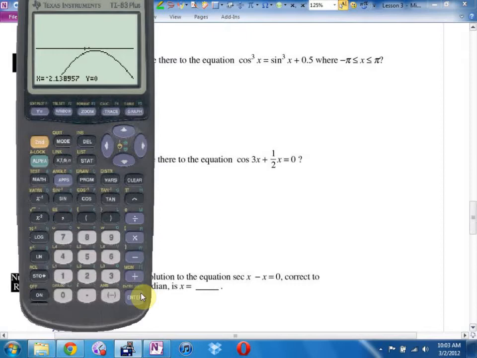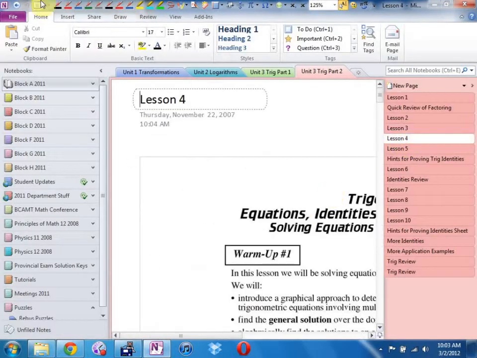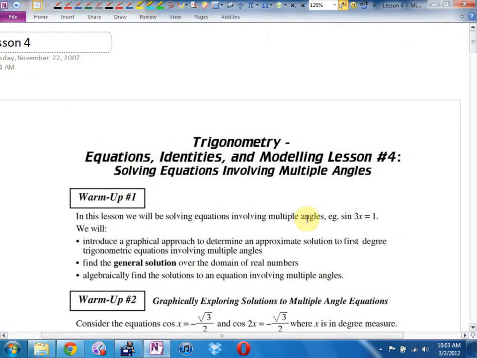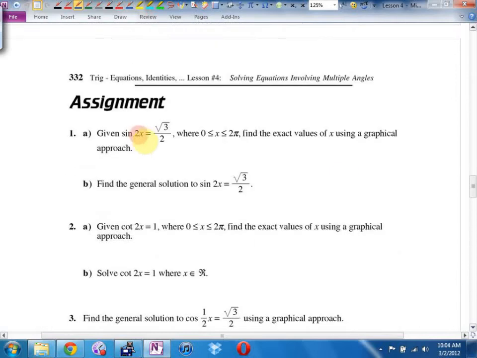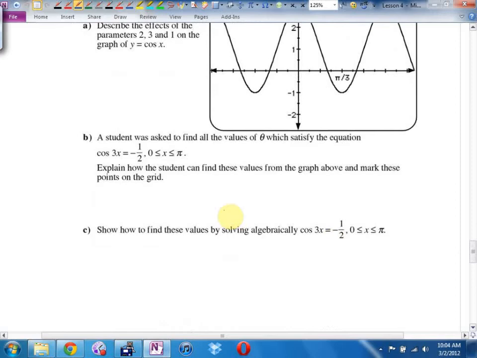Then, let's turn to lesson 4. Solving equations involving multiple angles. What we're really going to ask ourselves today is a very simple question. Trevor, what if they give us a trig equation, but there's a coefficient inside in front of the x, like a 2, or a 1/2, or a 3 or something?